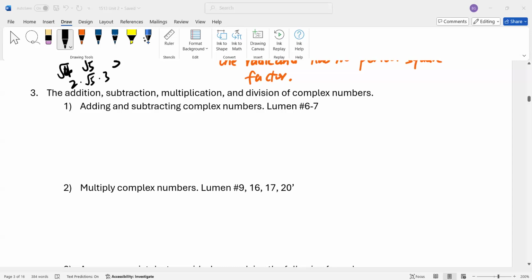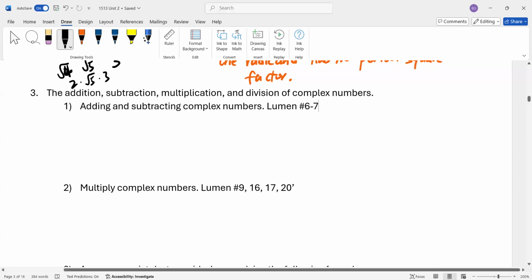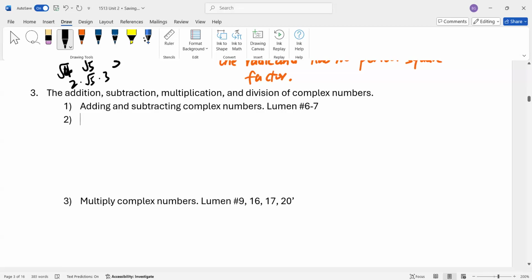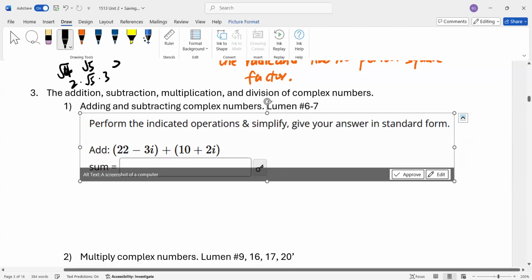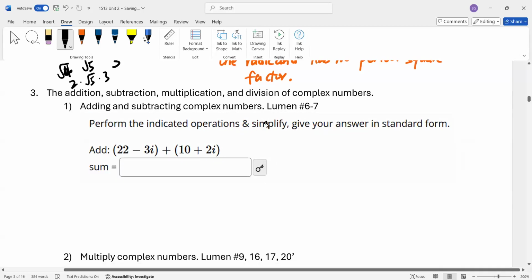Okay, the first question, number 6 in Lumen. This one. Perform the indicated operations and simplify. Very important. If you don't simplify, the system will mark it as incorrect. Give your answer in standard form. All those words matter, okay? You should take time to read all that information.